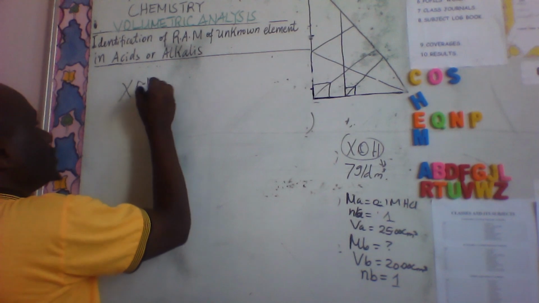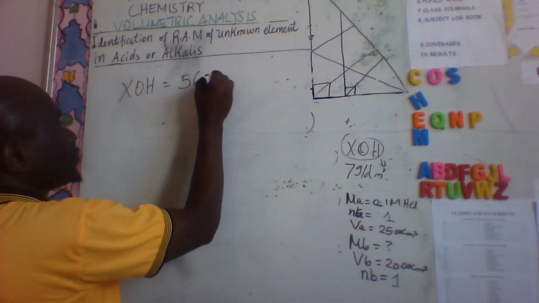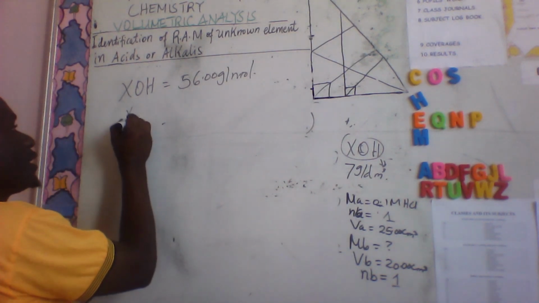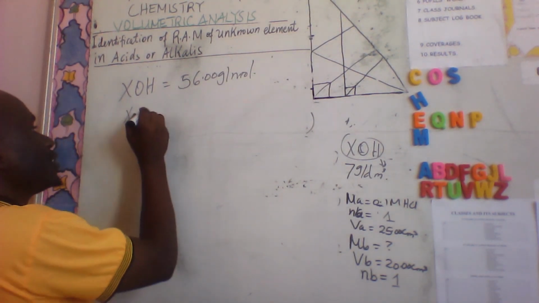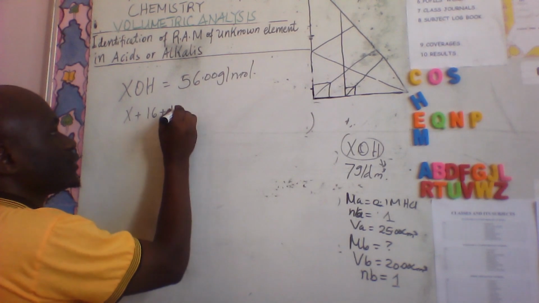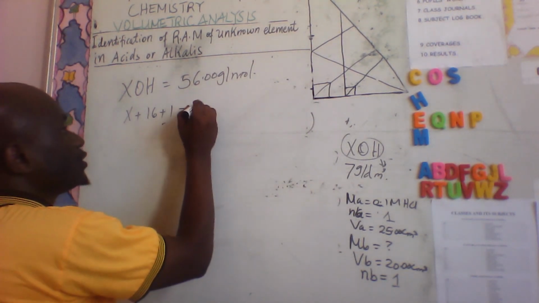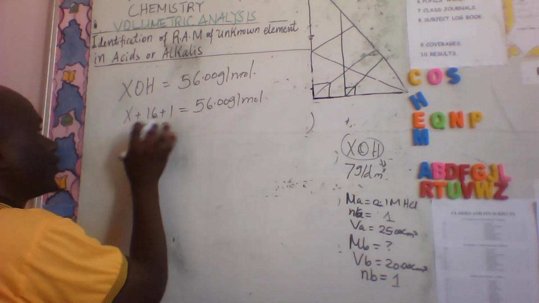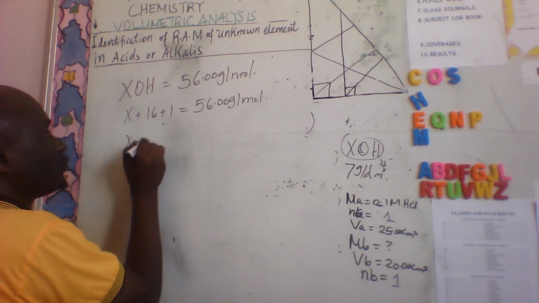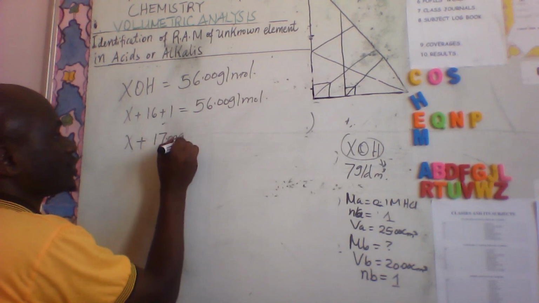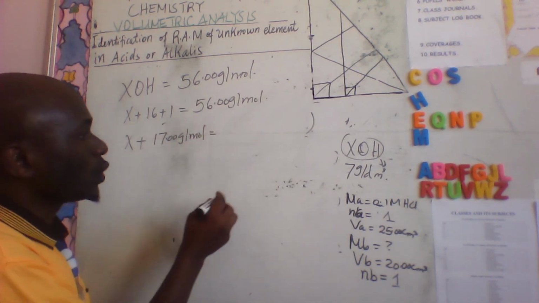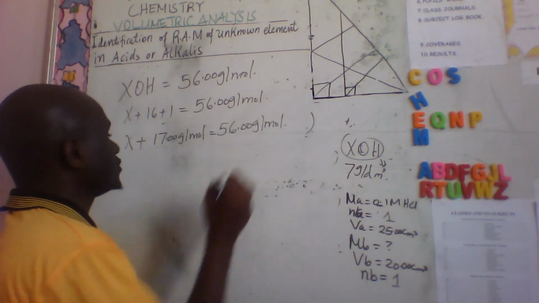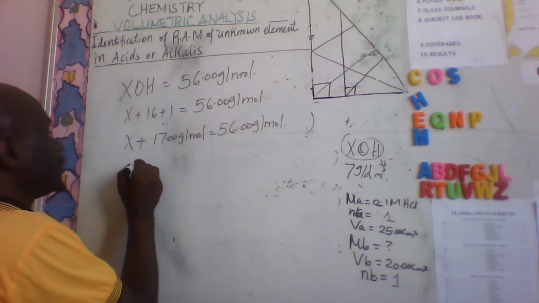So here we have X OH is equal to 56.00 gram per mole. So you have X plus oxygen, which has a molar mass of 16, plus hydrogen, which has a molar mass of 1, is equal to 56.00 gram per mole. When you add here, we have X plus 17.00 gram per mole is equal to 56.00 gram per mole. So here we need to collect the like terms.